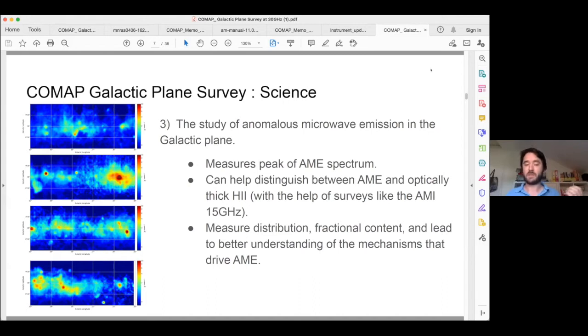And we can combine with these lower frequency surveys, such as the AMI 15 gigahertz survey, to really pull out this information, right? We can really distinguish whether it would be optically thick HII regions or anomalous microwave emission. And this will lead, hopefully, to better understandings of the mechanisms, which hopefully will lead to better models, which we can then use in Cosmoglobe. But also look for things like fractional content of AME, how it links to star formation, how it links to different environments within the galaxy and dust creation, and all these other interesting science and astrophysical questions.